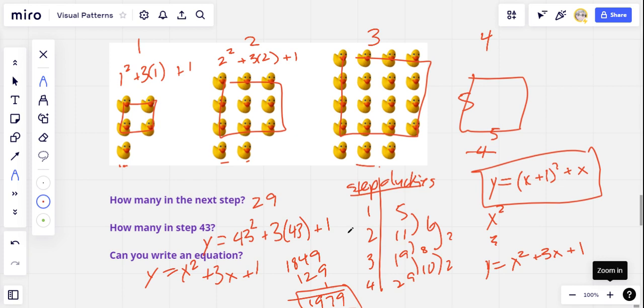Well, that was a kind of a difficult one. How did that work for you? Did you get 29 for step 4? Did you come up with this equation? Let me know. Thanks, everybody.